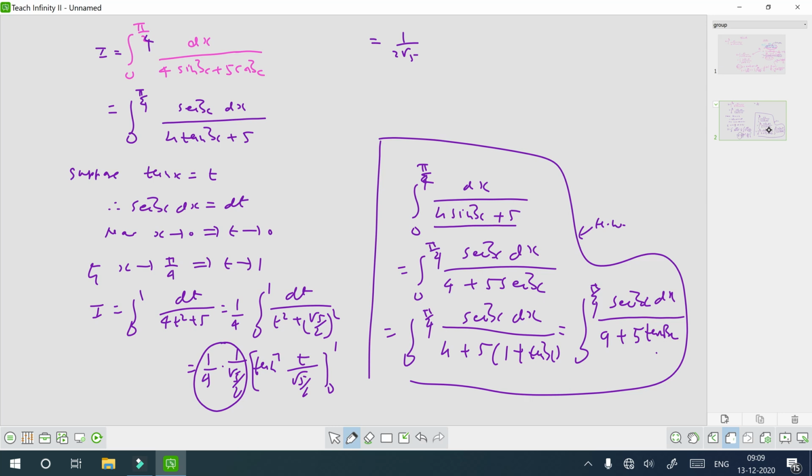Take tan inverse t is equal to first of all 1. So tan inverse 2 by root 5 minus 0. That is equal to 1 by 2 root 5 tan inverse 2 by root 5. This is the answer. So let us leave it for you. Next sum.